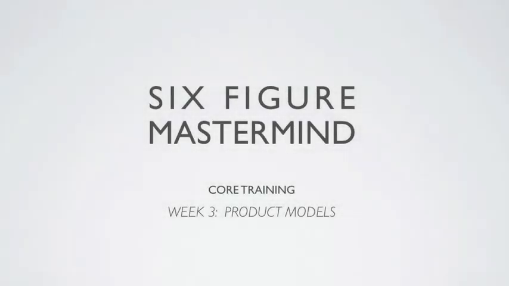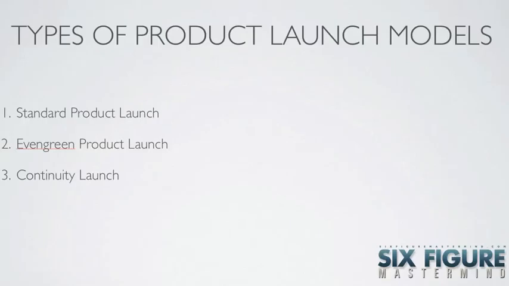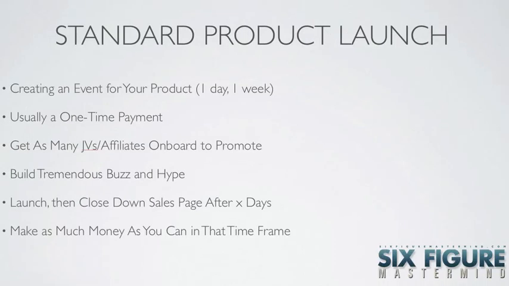In this video, we're going to talk about the three different types of product models that there are when you're creating a product. The three types are the standard product launch, the evergreen product launch, and the continuity launch. And we're going to talk about each of the three in detail.